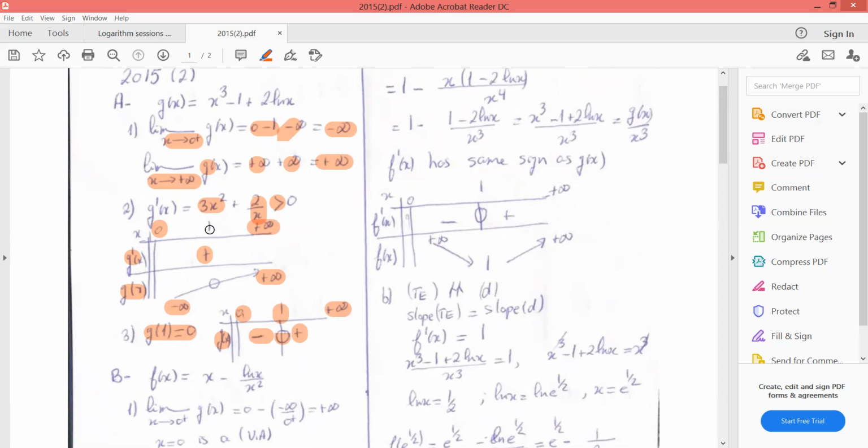Or from the table, I introduce 1 on the table. At 1, g is 0. So it is increasing from minus infinity till 0. Between 0 and 1, the function is increasing from minus infinity till 0. So it is negative here. And from 1 to plus infinity, the function is increasing from 0 to plus infinity. It is positive. Do you like to ask? No.